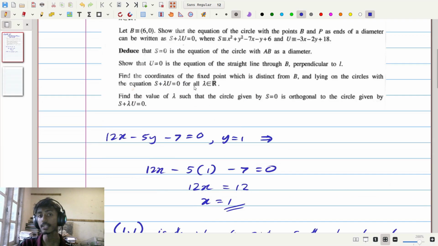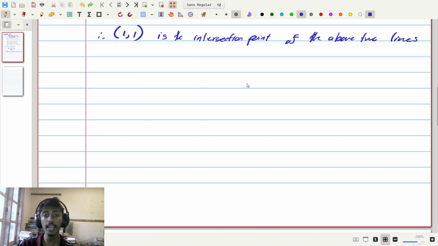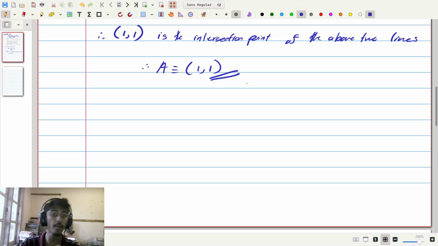And with that we can say, if the intersection point of these two lines is the coordinate A, then A must be given by (1, 1). And with that, we have found the exact point A. The coordinates of A are x equals 1, y equals 1.